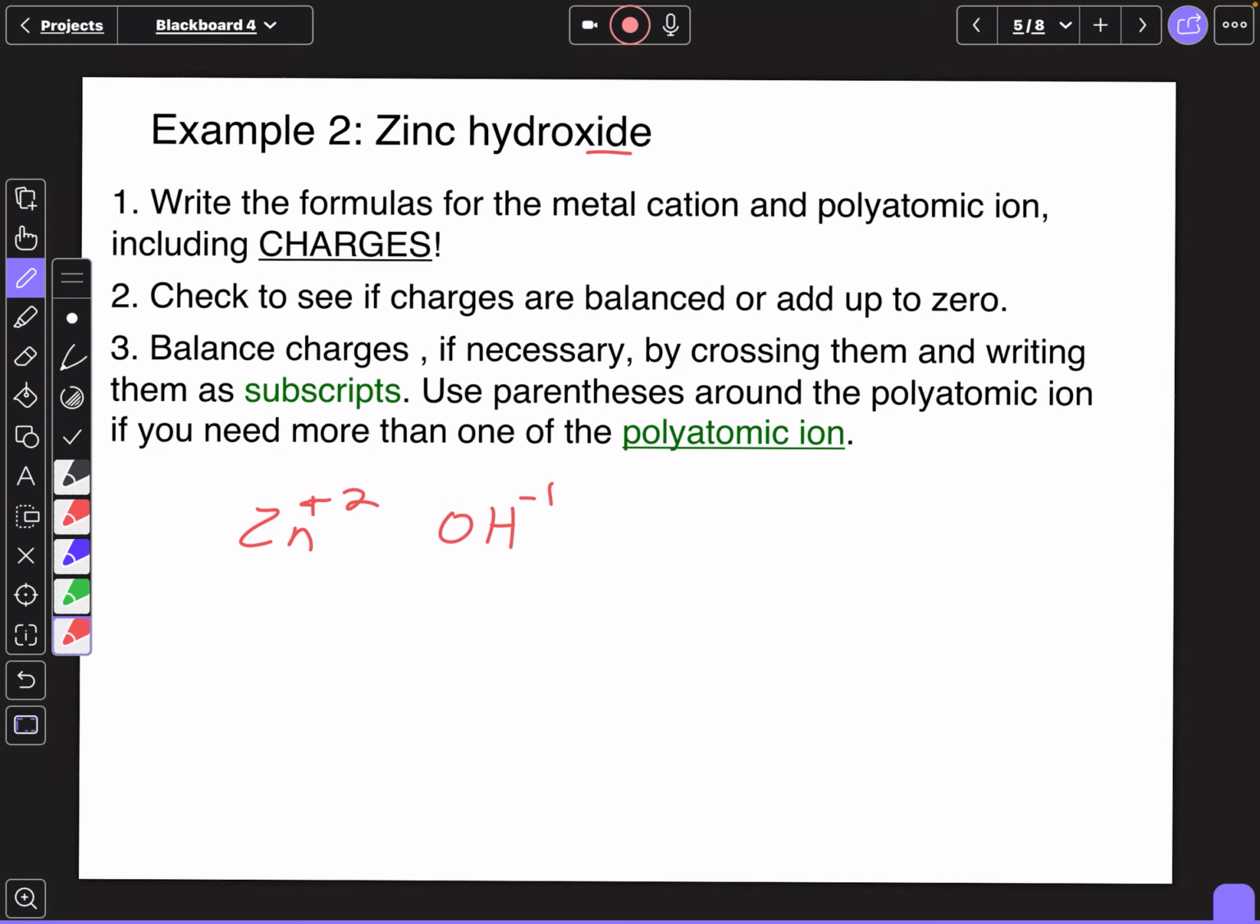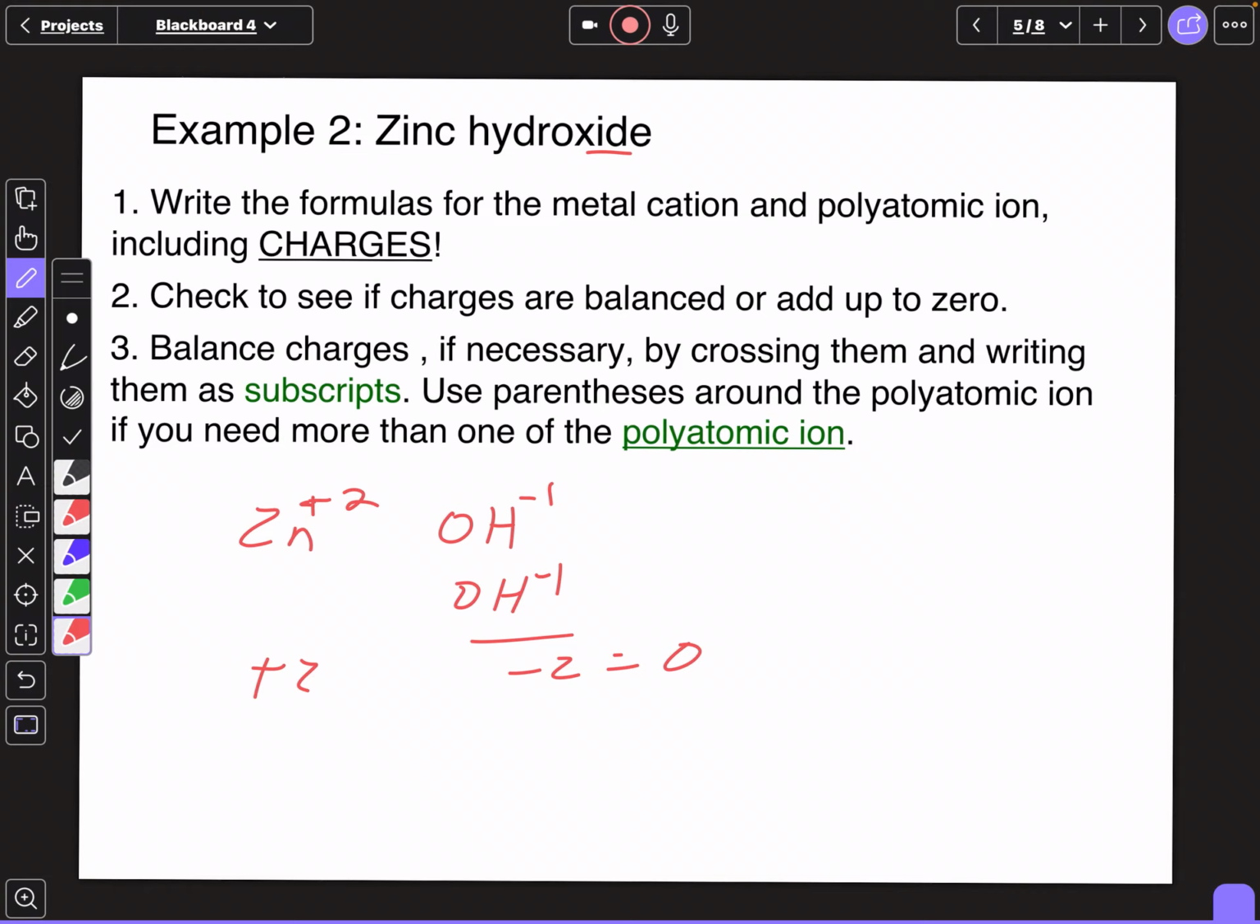All right, if they don't add up to 0, which they don't, +2 plus -1 equals +1, I have to cross my oxidation numbers and write them as subscripts. Use parentheses around the polyatomic ion if you need more than one of it. Basically, I can do this one of 2 ways. I have a +2 here, a -1 here, and obviously I need another one of these ions to balance the charge, because this would add up to -2, this equals +2, and that would add up to 0.